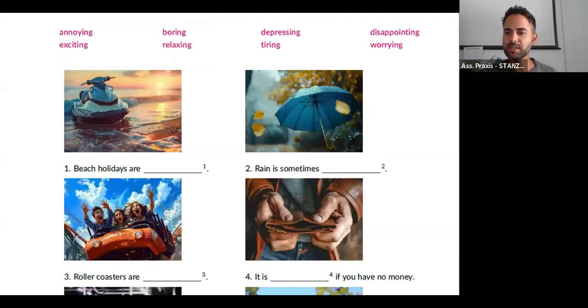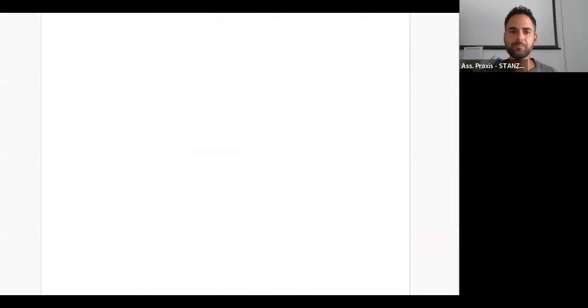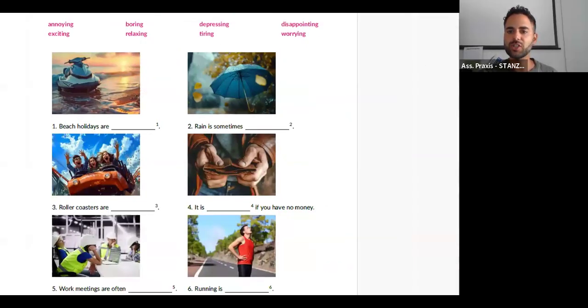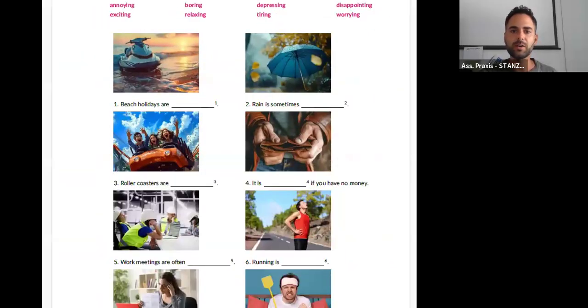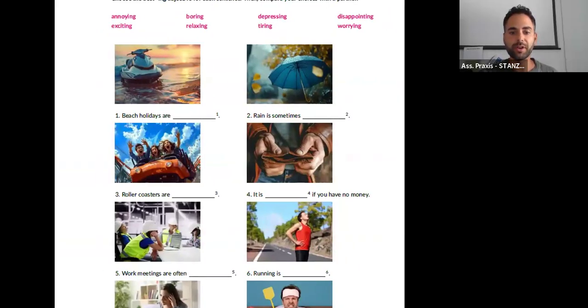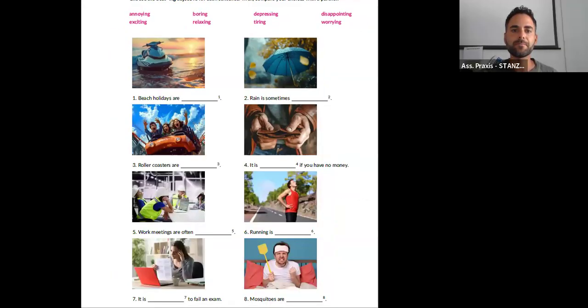We're going to have a look at some pictures here. Now we're still working on adjectives, but this time, as we said earlier, we're going to look at adjectives that are made by using the gerund form of the verb. So the ing adjectives. All right. Okay. So let's start with picture number 1.